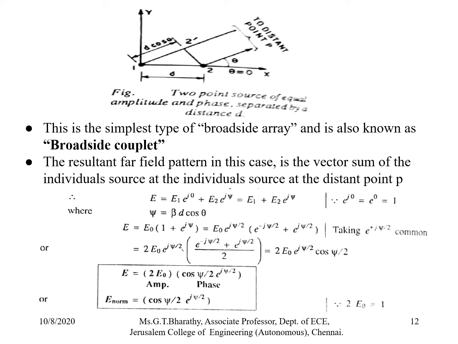where we get the total field to be equal to 2 E naught cos(psi/2) e power j psi/2, and the E norm value is cos(psi/2) e power j psi/2, substituting 2 E naught is equal to 1.